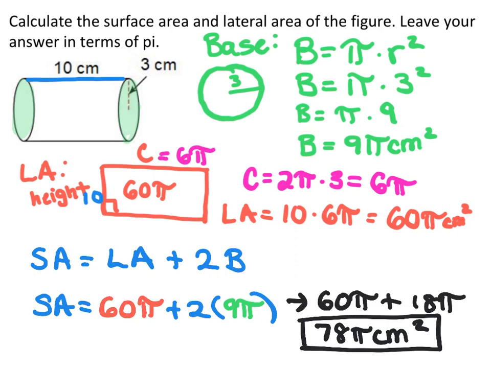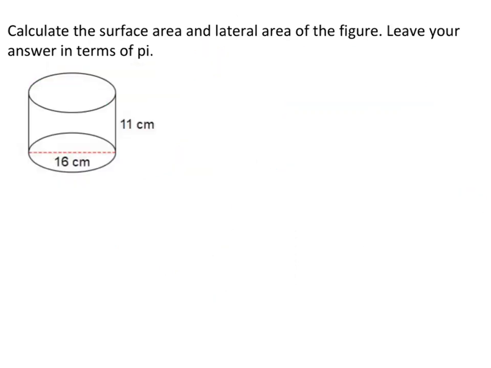Now, had the question only asked for lateral area, your answer would have been just 60 pi. For our next example, we are finding a surface area and lateral area of a cylinder.